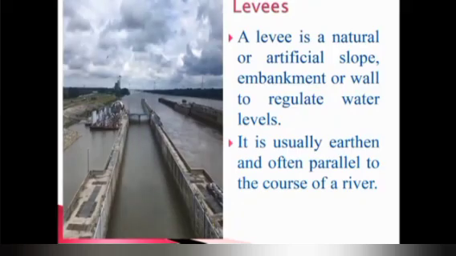Students, next let's see about levees. A levee is a natural or artificial slope, embankment or wall to regulate water levels. It is usually earthen and often parallel to the course of a river. Students, here we can see the picture of levee. So what is meant by levee? A levee is a natural or artificial slope, embankment or wall to regulate water levels.